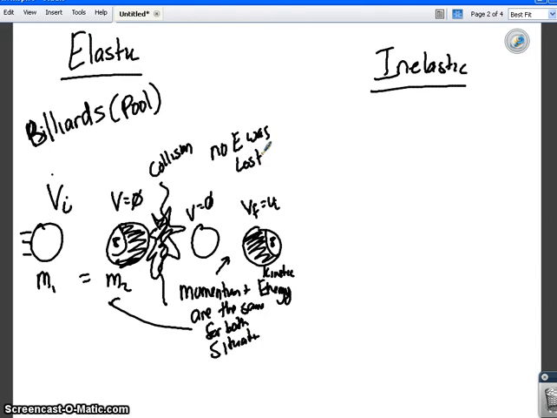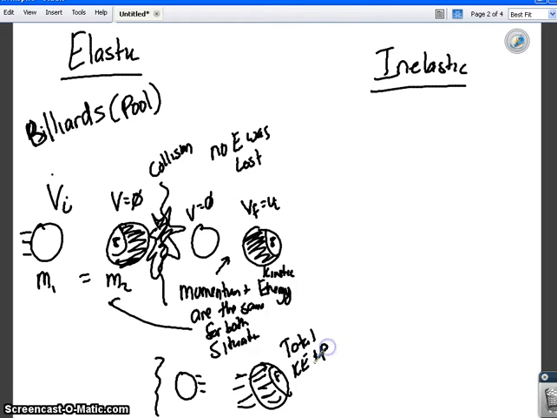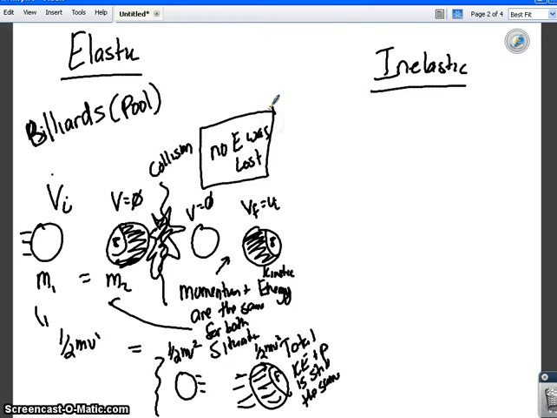Or it could also have been where they collided and the cue ball is now moving in this direction and the 8 ball is moving in this direction. So maybe they're both moving. However, the total kinetic energy and momentum is still the same, okay? So if we did 1 half mv squared here and 1 half mv squared here, it would equal 1 half mv squared of this one right here. No energy is lost. All energy was converted into movement.